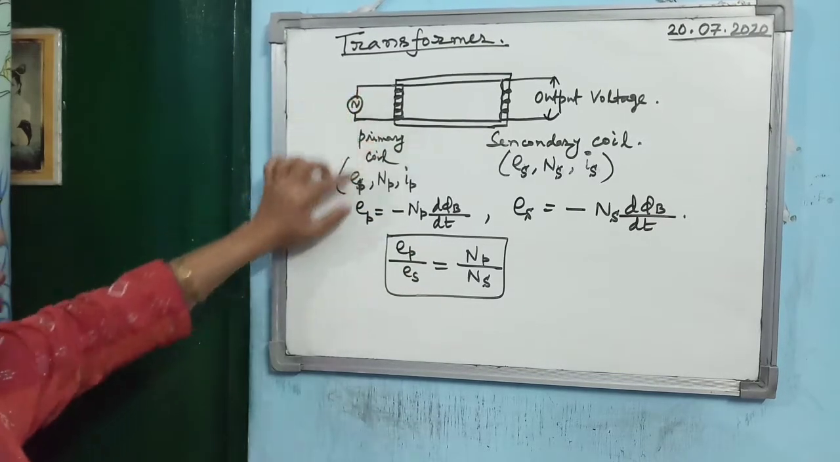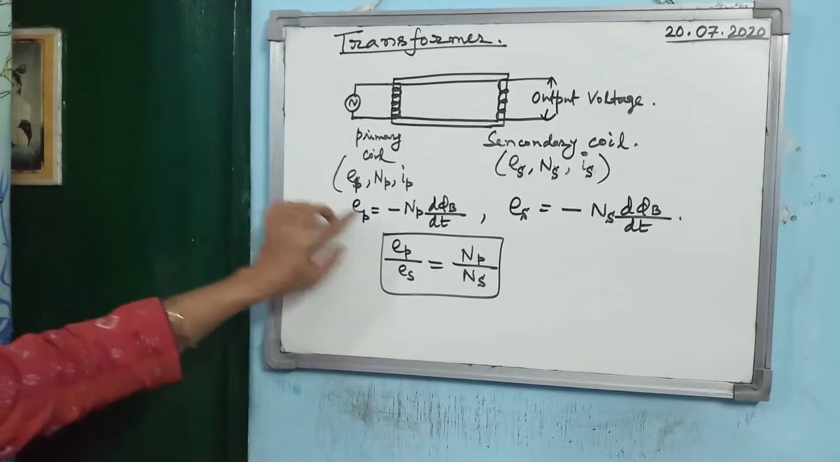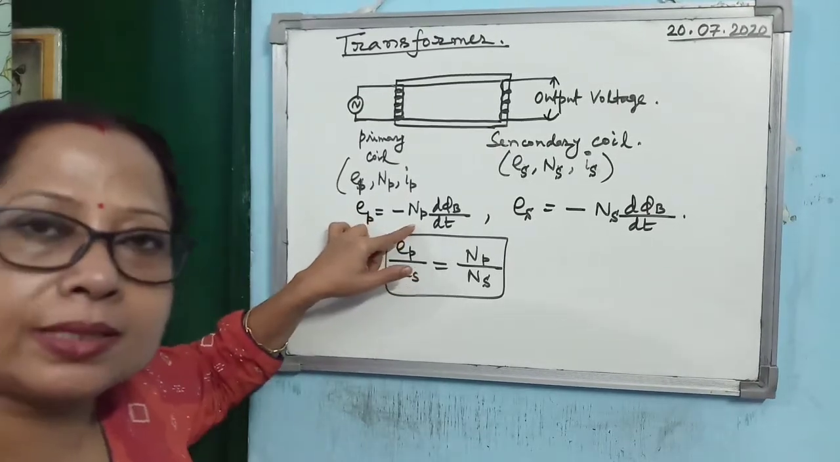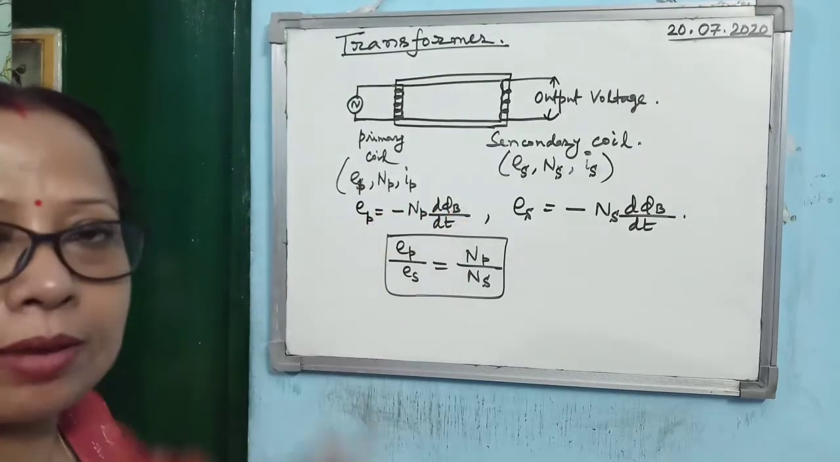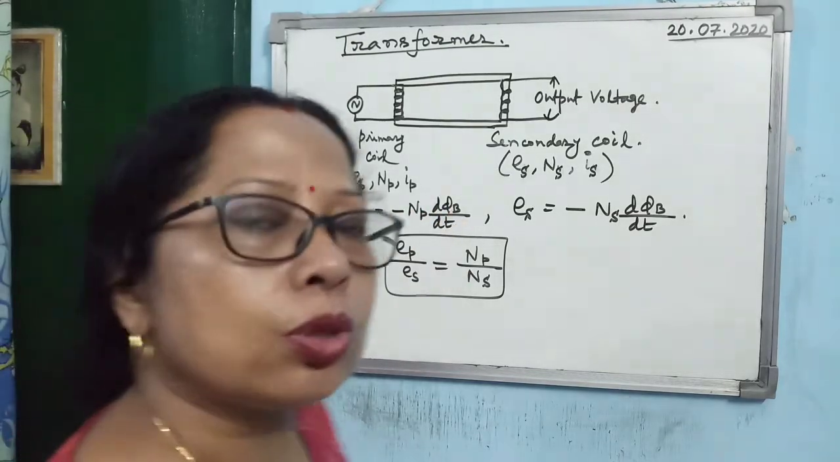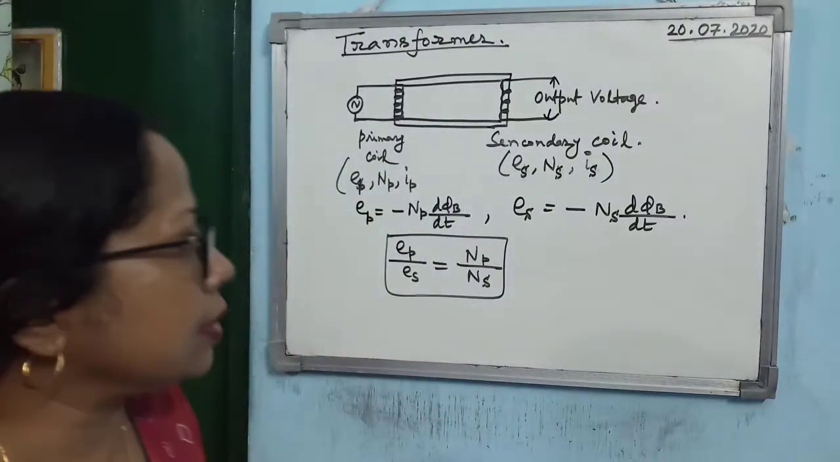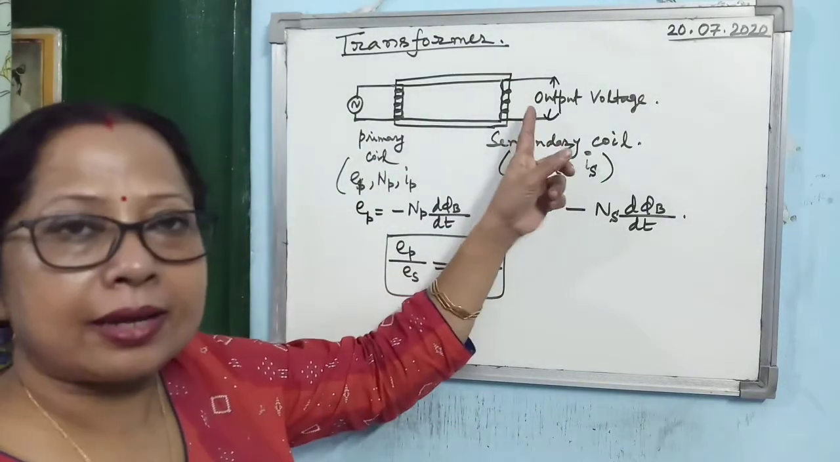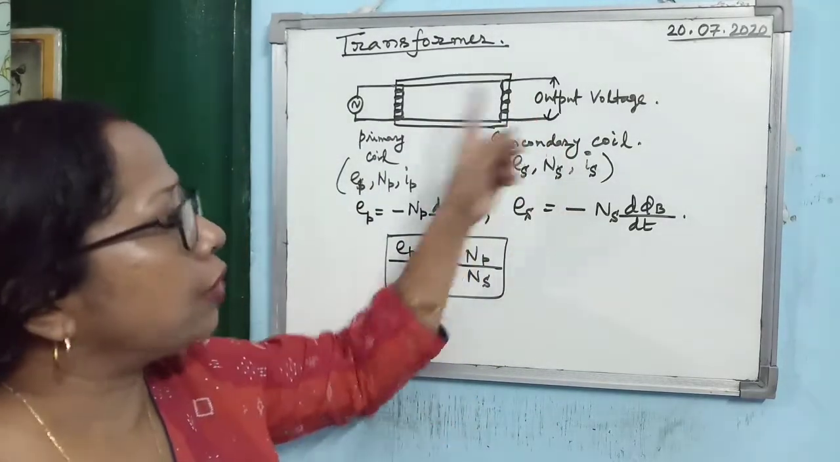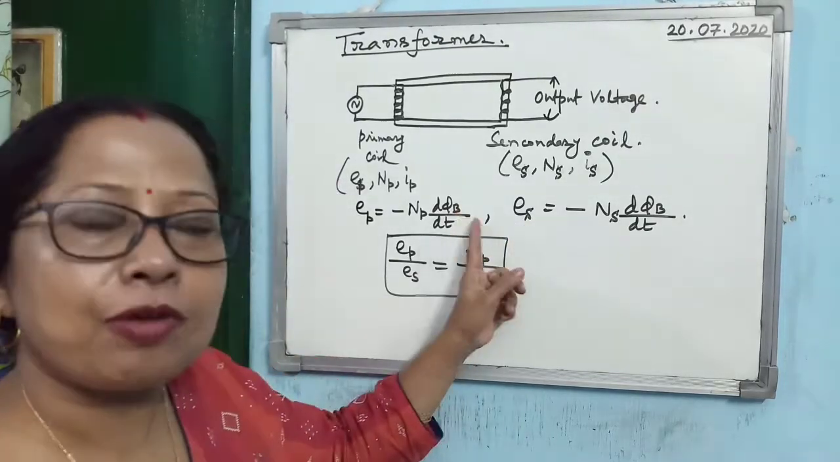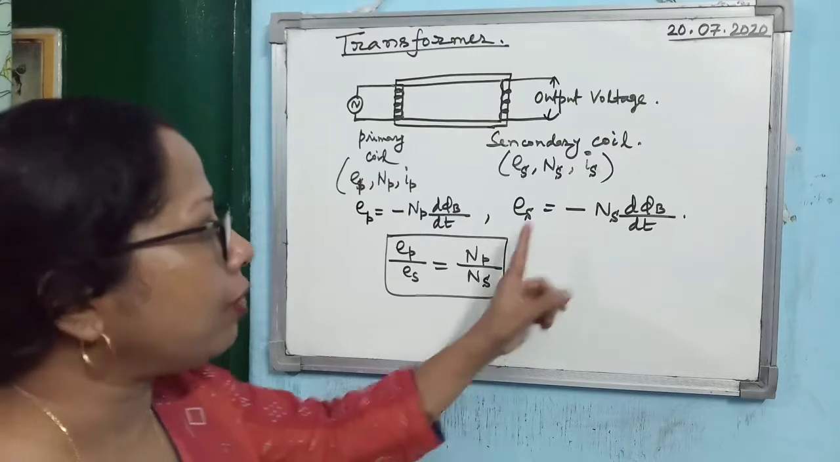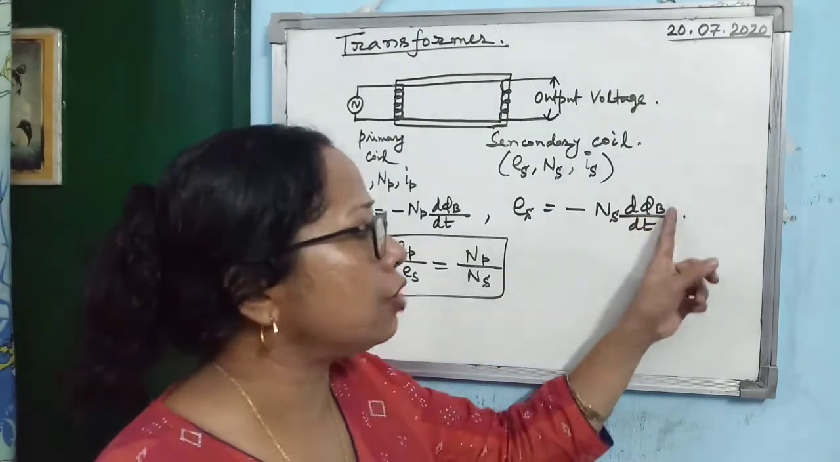the EMF induced in the primary, EP, is given by minus NP, where NP is the total number of turns of the primary, into d phi B by dt. Phi B is the magnetic flux associated with the primary. Exactly in the same manner, if you apply Faraday's laws for the secondary, you can write ES, the EMF induced in the secondary, will be given by minus NS d phi B by dt.